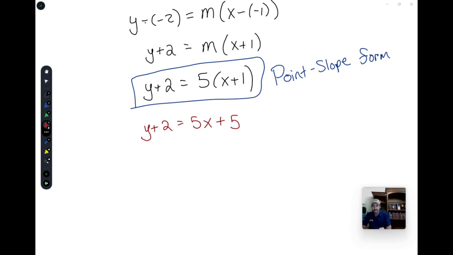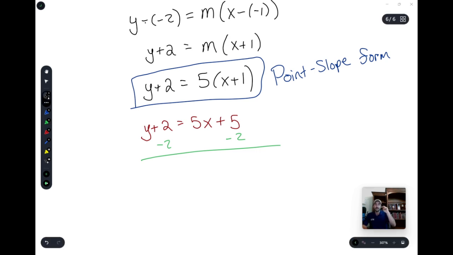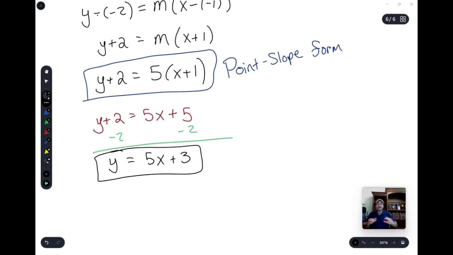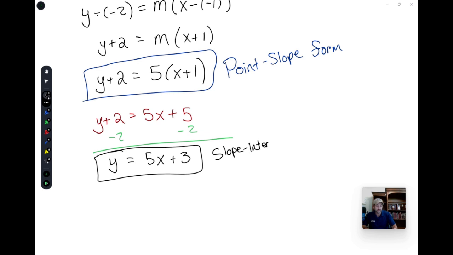And now we'll get y by itself by subtracting 2. Minus 2, minus 2. Only subtract it from the like term. Only subtract it from the same variable, same coefficient. Y equals 5x plus 3. We've got ourselves a new formula. Same exact line, new formula for the line, and this one is in slope intercept form.